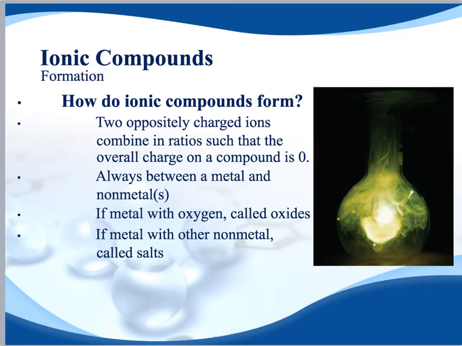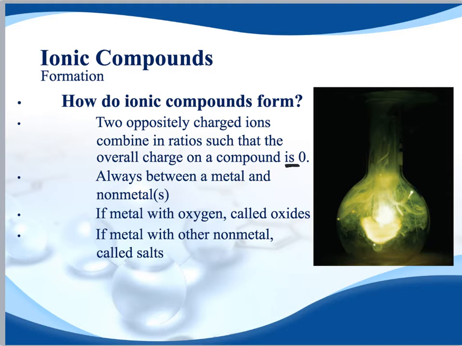So how do ionic compounds form? Well, it starts with two oppositely charged ions that combine in ratios such that the overall charge on a compound is 0. That's going to be pretty important. Ionic compounds will have no net charge. Now, each of the ions will have a charge, but they will sum up to 0 overall.